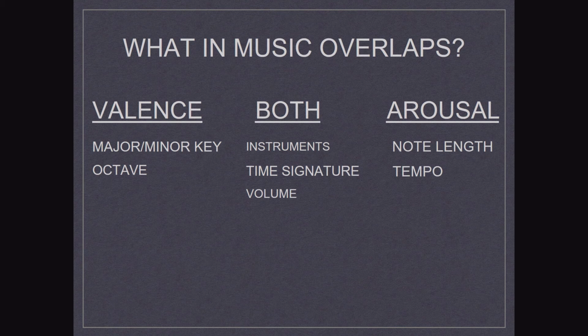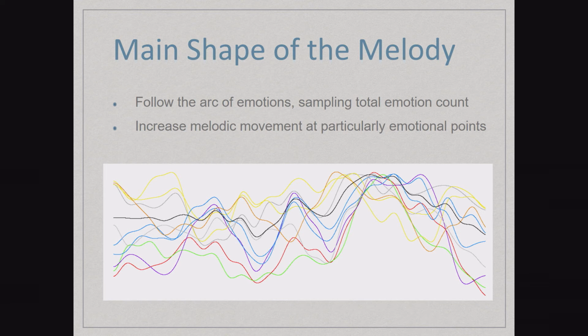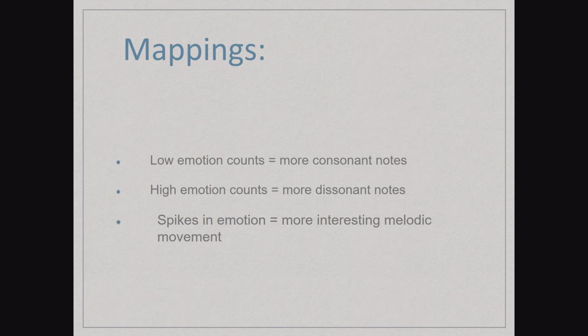So at this point, I had 8 emotion arcs, which I used to generate a melody. And I did that by mapping low emotion counts to more consonant notes and high emotion counts to more dissonant notes, where the end result was that spikes in emotion equaled more interesting melodic movement. So in the pieces you're about to hear, the plot is heard not in the literal events, but in the emotional representation of events. So without further ado, I will play you 3 pieces.